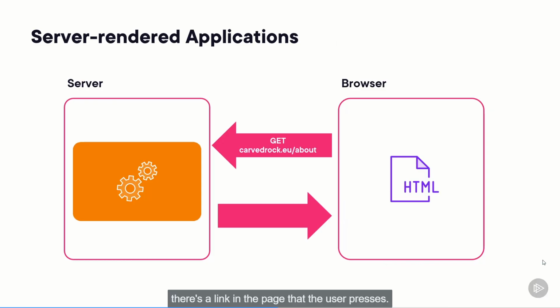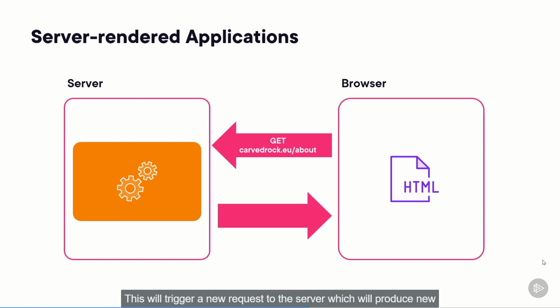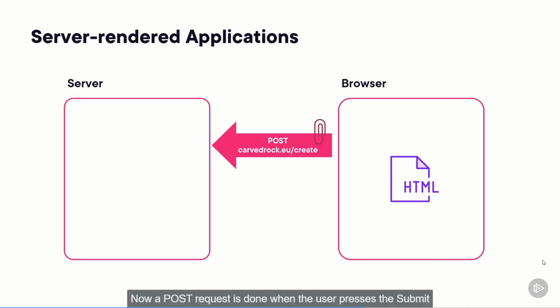Now let's say there's a link in the page that the user presses. In this example, the link to the About page. This will trigger a new request to the server, which will produce new HTML output, which is again rendered by the browser. In another scenario, the current HTML displayed in the browser could be a form. Now a POST request is done when the user presses the submit button in the form.